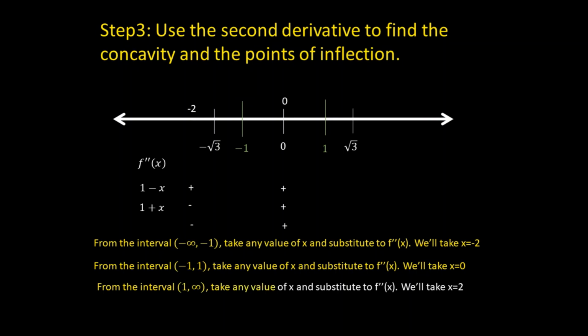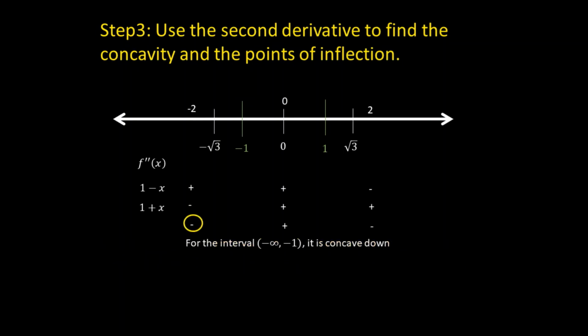From the interval 1 to positive infinity, take any value of x and substitute to the second derivative. We'll take x is equal to 2. When x is equal to 2, the sign of 1 minus x is negative and the sign of 1 plus x is positive. Negative times positive is negative.